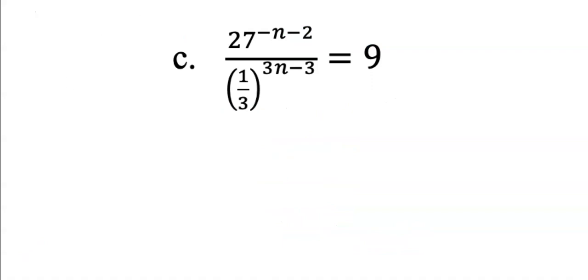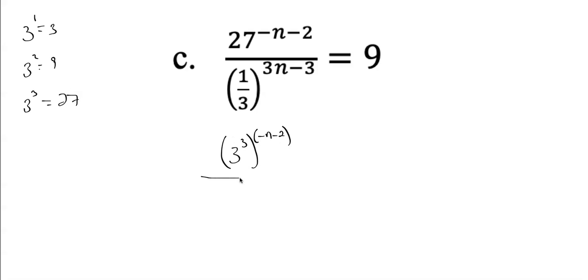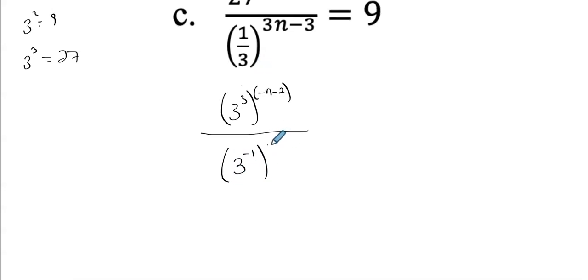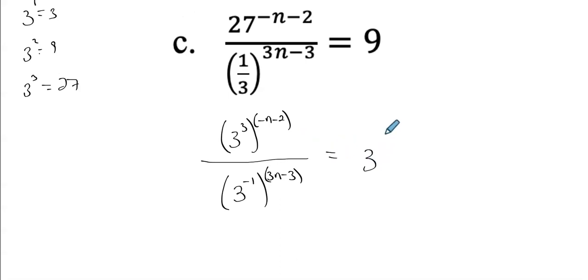Next one. So I got 27, 1/3, and 9. 3 is your common base here. Okay, so 3 to the first is 3. 3 squared is 9, and obviously you don't have to write all this stuff down, and then that's the 27, okay? So 27 here I'm going to write as 3 cubed to the negative n minus 2 power over, I don't want a fraction here, so I'm going to write 1/3 as 3 to the negative first power raised to the 3n minus 3 power, and then equals 3 squared.